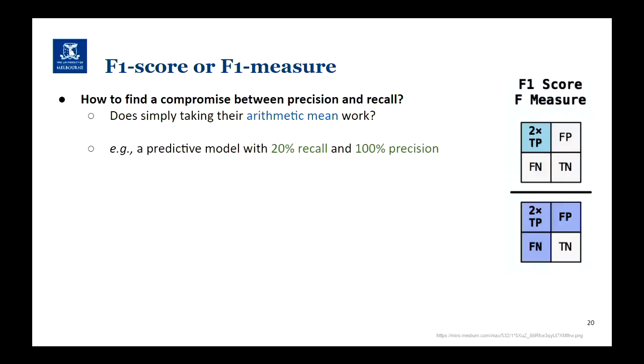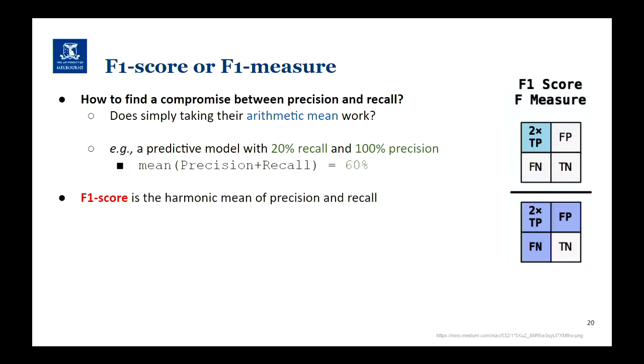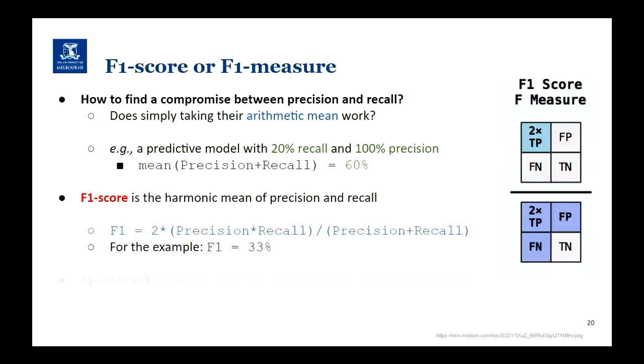Let's say we have a predictive model with 20% recall and 100% precision. This is very, very different. However, if we just take the mean, we'll have a 60% average, which doesn't quite show the difference between them. An alternative is using the harmonic mean between precision and recall, which is called the F1 score or F1 measure. The F1 measure is 2 times precision times recall divided by the sum. In this case, instead of 60%, you would get 33%. So what the F1 score does is penalize large discrepancies between these two metrics. If you want a balance between precision and recall, we usually assess the F1 score.